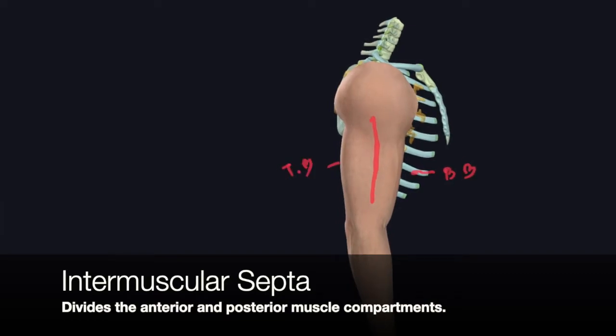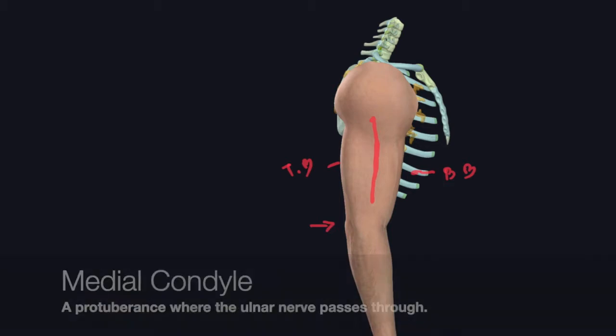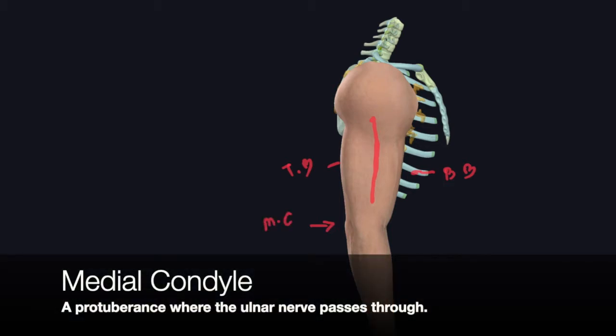The next thing is this. This is your medial condyle. We just call it MC. One important thing about this is that here, your ulnar nerve passes.